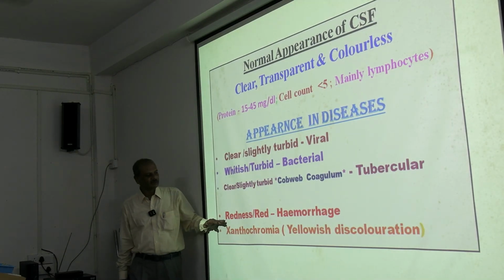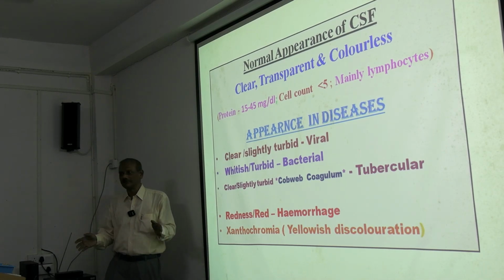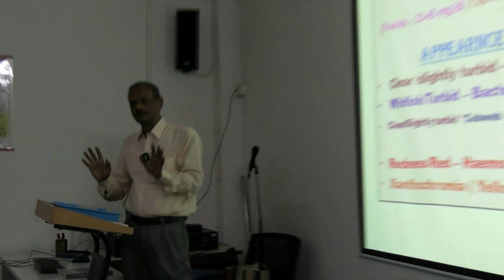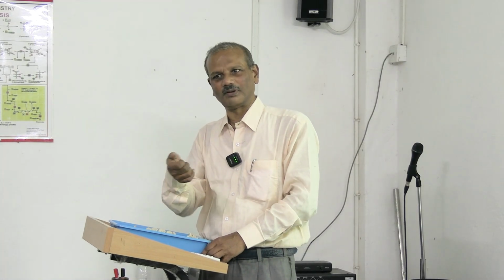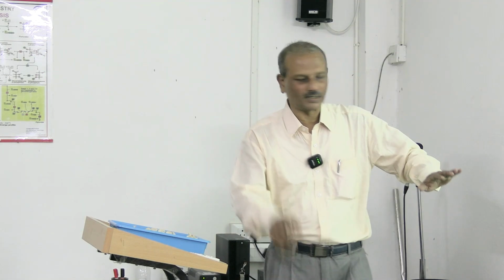I'll tell you, redness or red, this is because of the hemorrhage. That hemorrhage may be within the CSF itself, or while you are doing a lumbar puncture, you may cause an accidental prick in the blood vessel, in the root. So that will also allow the CSF to be hemorrhagic. So that you have to rule out. How will you rule out? That I will say to you.